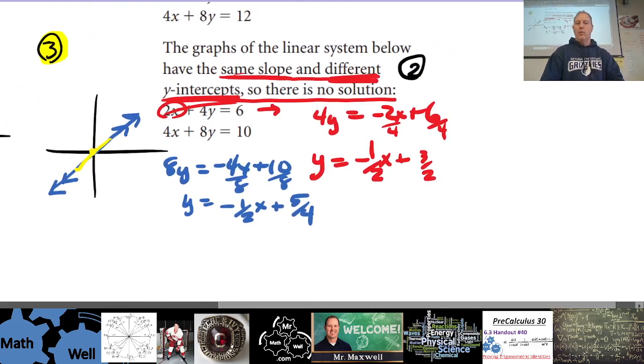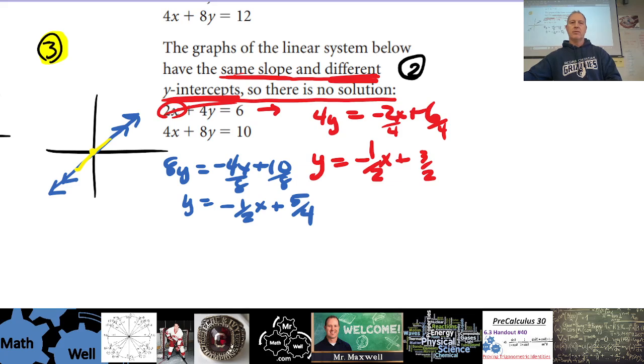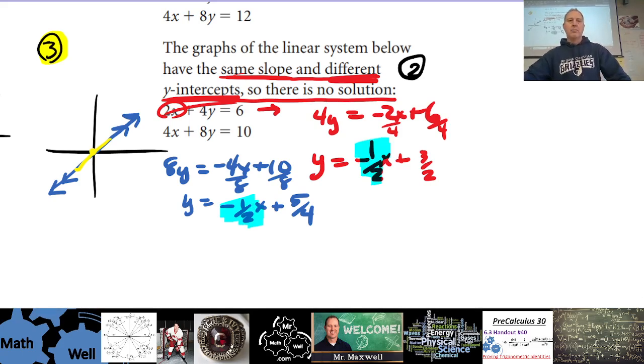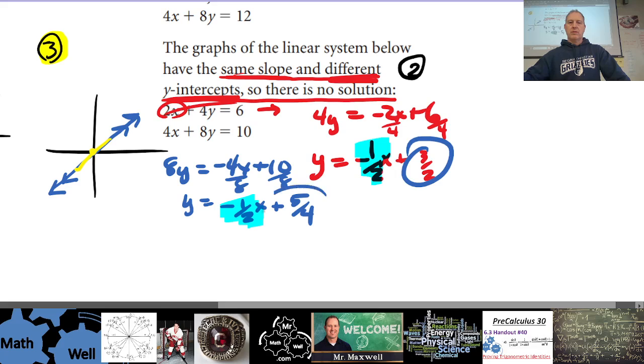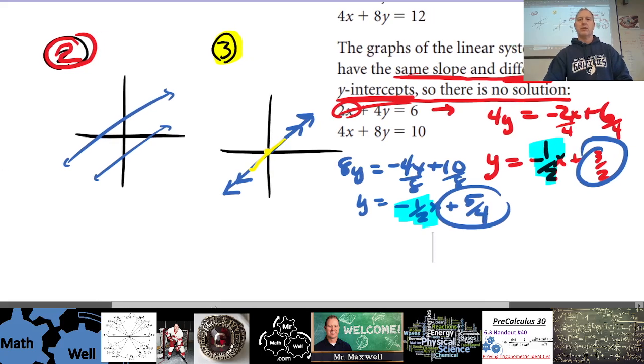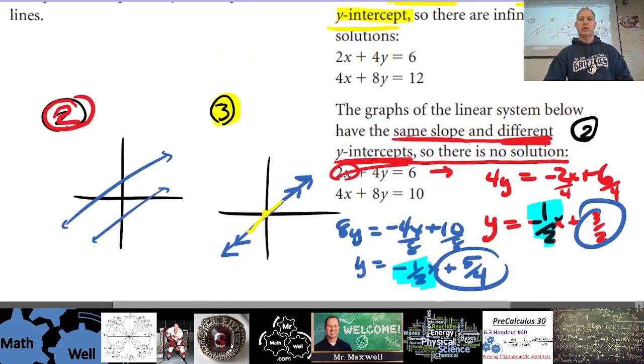All right, so what's the comparison? What do we see? Do we have the same slope? We have the same slope, but we have a different y-intercept, don't we? So same slope, different y-intercept. Which category is that one in? Yep. So how many solutions? 0. None. That's right, 0 solutions.